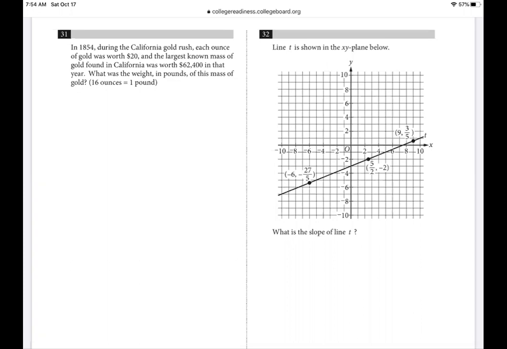For number 32, you want to find the slope. So a reminder, the formula for slope is y2 minus y1 over x2 minus x1. This formula is not provided on the formula page. So this is a good one to remember, to study for the exam.